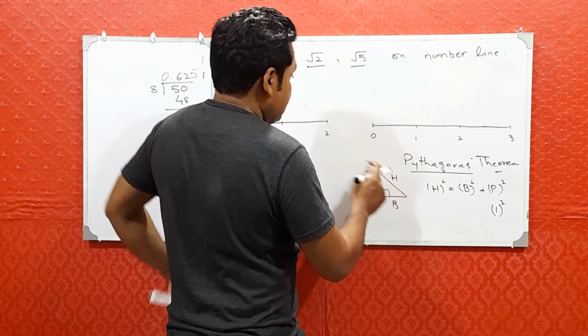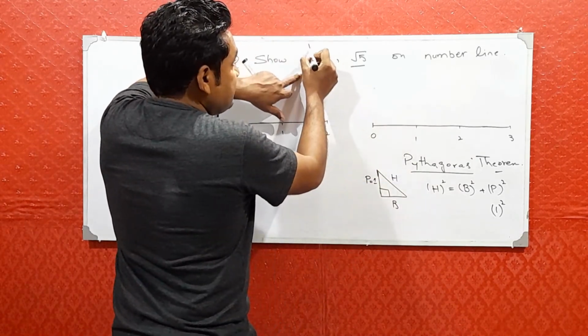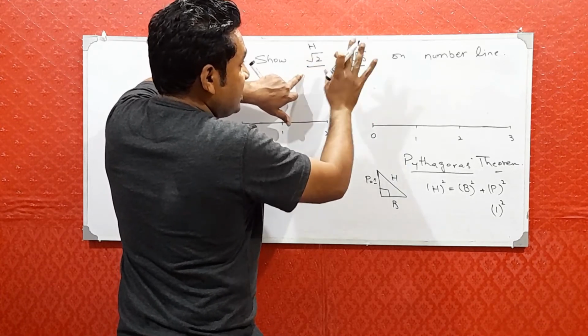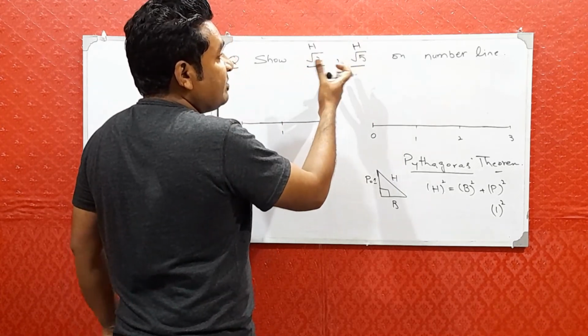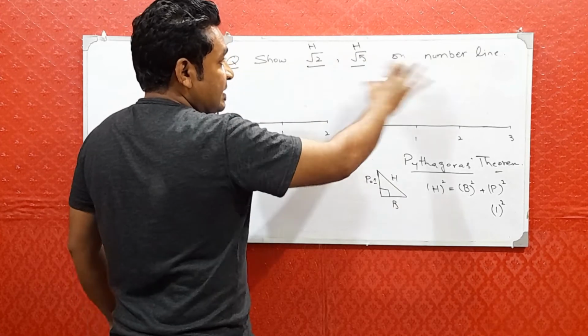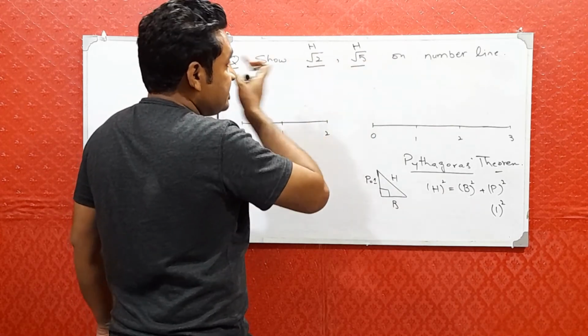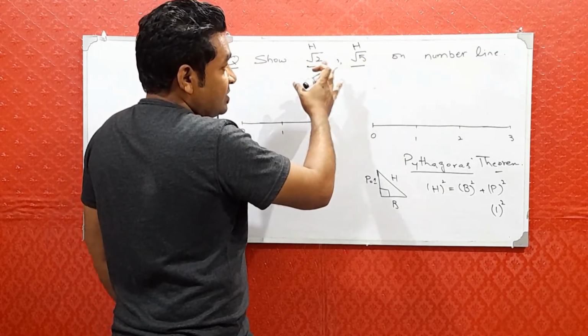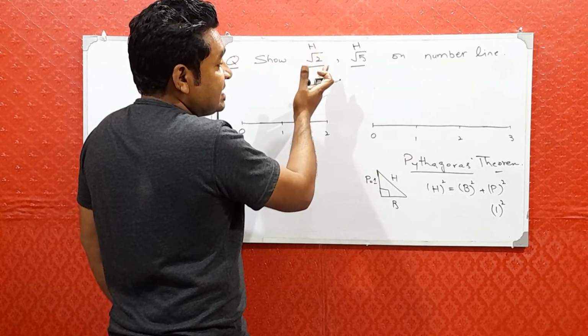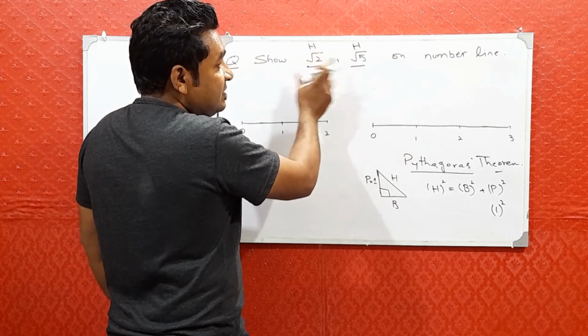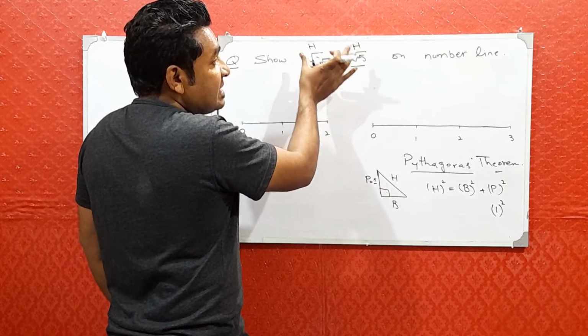So now these are hypotenuse. These both are hypotenuse, and in all these types of questions, in which we are going to show irrational numbers on the number line, these irrational numbers are always the hypotenuse.